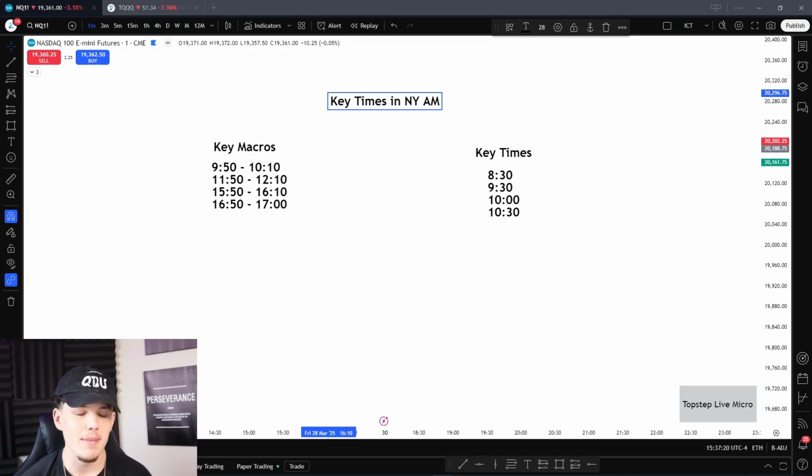And if you are in my community, if you're in the lines, then you already know how to trade this to the teeth and you should find success already trading this macro. There's the 11:50 to 12:10 macro, which is the lunch hour macro. ICT talks a lot about this macro. It is a pretty high probability macro. A lot of people like it. I personally don't trade at that time, so I completely ignore it.